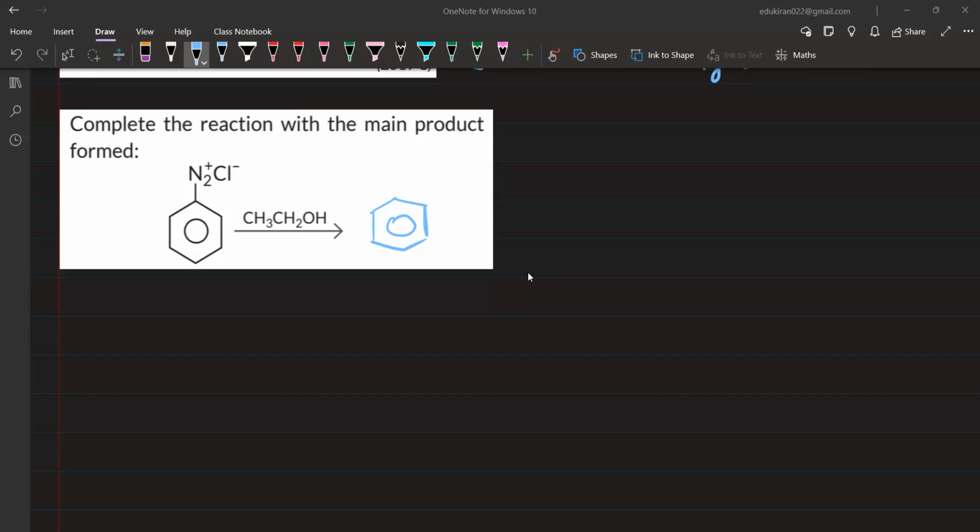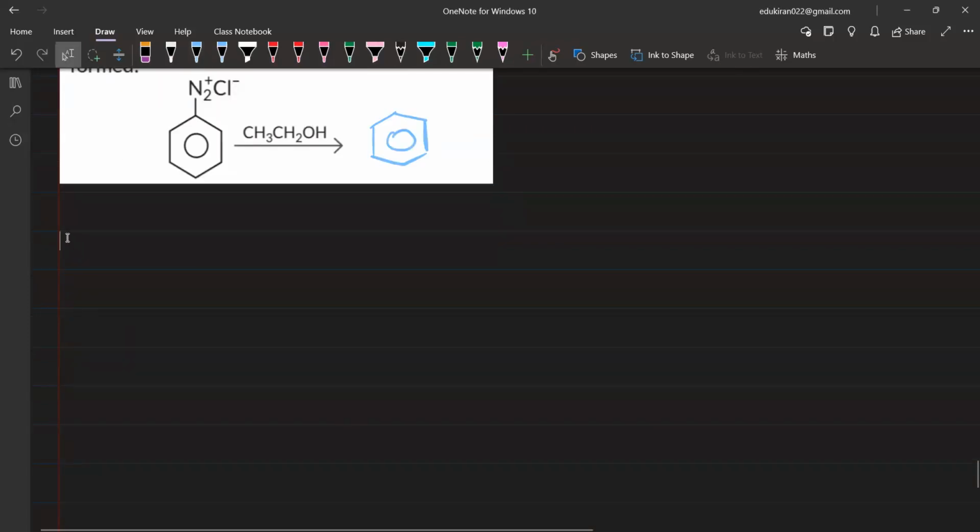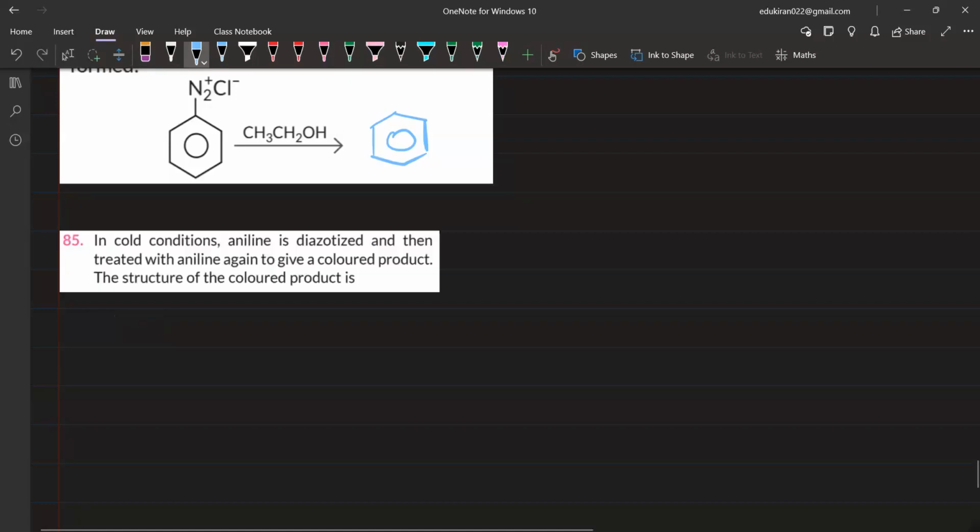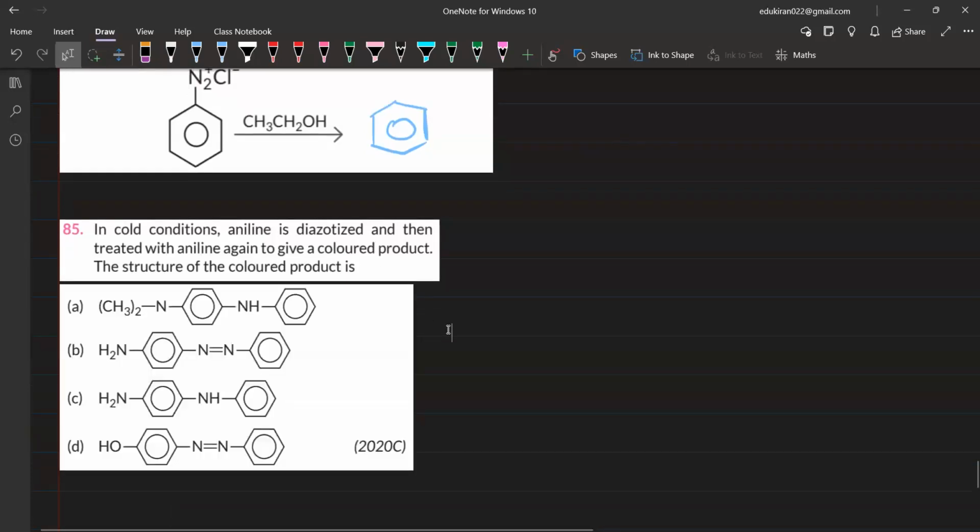And any more reactions? अब एबीसीडी टाइप वाले जो रिएक्शंस है वो तो हम लोग कल करेंगे ही, बट आई डोंट सी एनी मोर। डाइसोनियम सॉल्ट के हैं कुछ रिएक्शंस। चलिए एक सवाल है आपके पास, ऑप्शन है इसके लिए। In cold conditions, aniline is diazotized and then treated with aniline again to give a color product. The structure of colored product is, ठीक है?